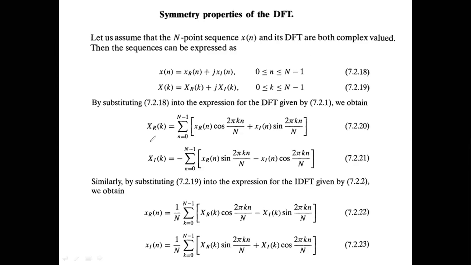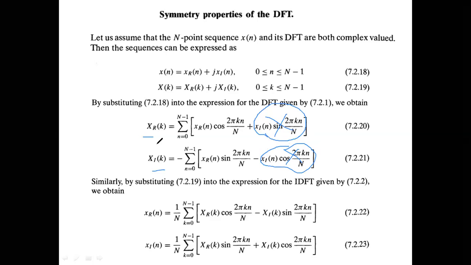If sequence x of n is purely real, then there will not be this computation at all. My DFT computation here will not contain this particular expression at all. That means those many multiplications have been reduced because the imaginary part of your input is 0. And you also do not have this other expression at all. Those two expressions will not be there.